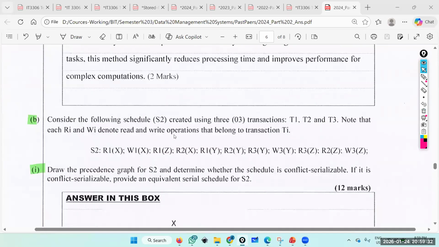Right. So this is, I think maybe we have done it, but anyway, let's quickly do it. Consider the following schedule S2 executed using three transactions, T1, T2, T3. Note that each R1, W1 denotes read and write operations that belong to transaction Ti. Okay, right. So now maybe we can rewrite it in a user-friendly manner, right? So this is transaction 1, transaction 2, transaction 3.